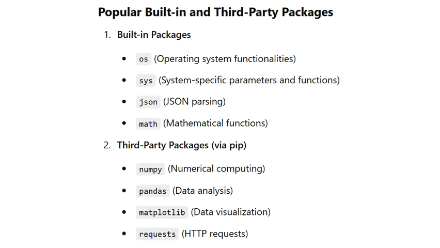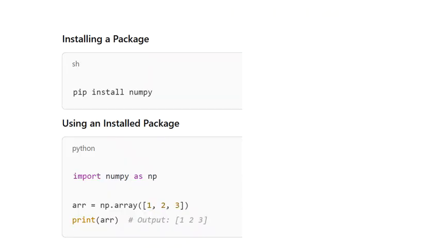Popular built-in and third-party packages. Built-in packages: os, for operating system functionalities; sys, for system-specific parameters and functions; json, for parsing; and math, for mathematical functions. Third-party packages: NumPy for numerical computing, pandas for data analysis, matplotlib for data visualization, requests for HTTP requests. Installing a package: in the shell, pip install numpy. Using an installed package in Python: import numpy as np, array equal to np.array of 1, 2, 3, print array. So you will get the same numbers in that array: 1 2 3.